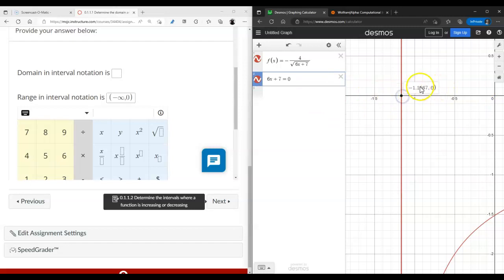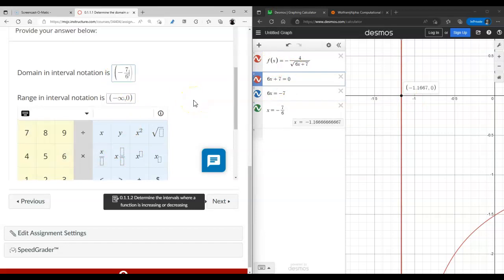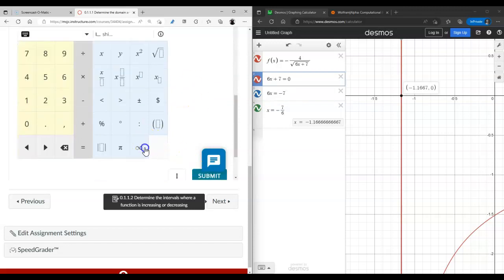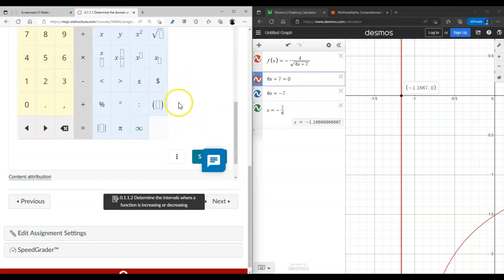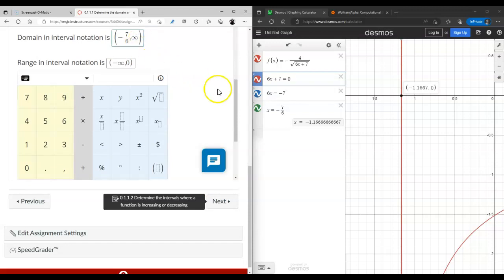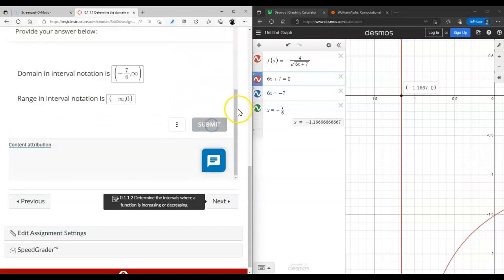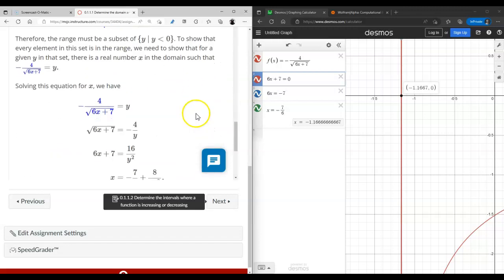However, it does look like this is an approximation. But at this point, solving this equation analytically isn't that big of a deal, right? So we see how 6x is equal to -7, therefore x is equal to -7 over 6, which is exactly what we see over here, right? So the right answer is -7 over 6, and it goes all the way to infinity. So we got this answer right. And it's not included because the function is not defined at that point. And of course we got the answer right.